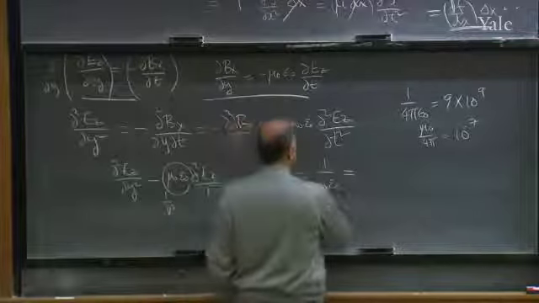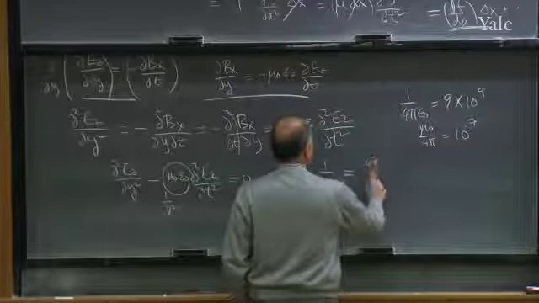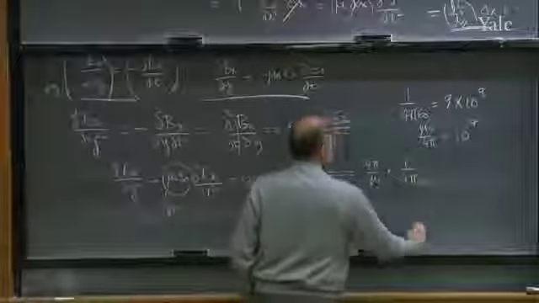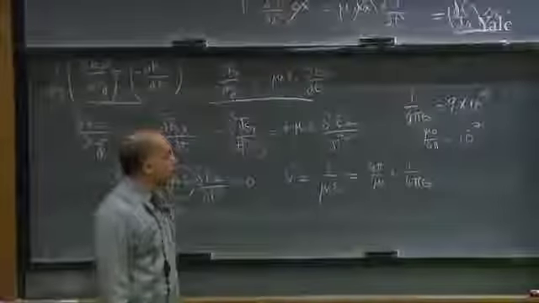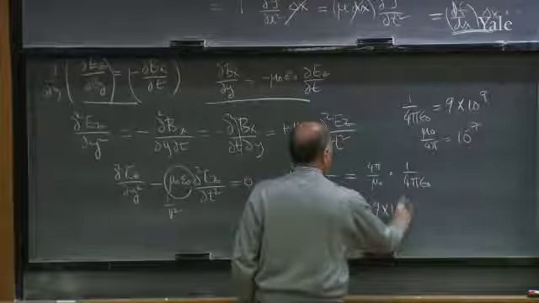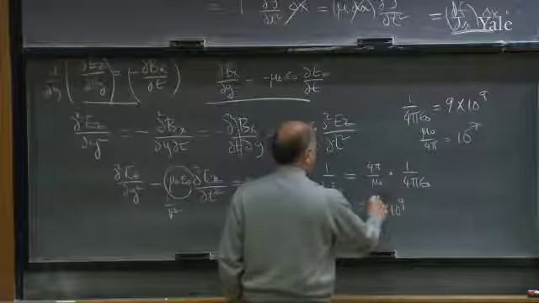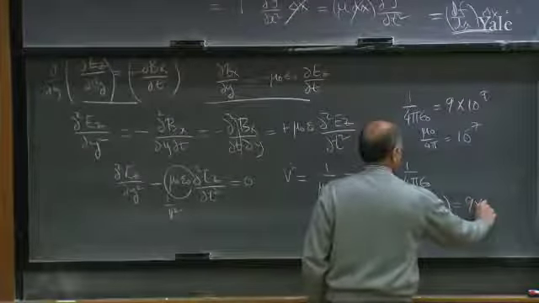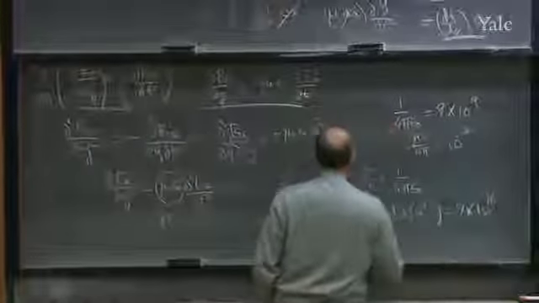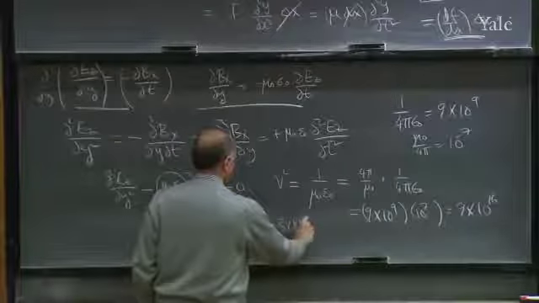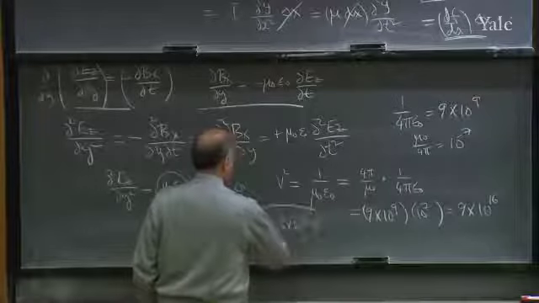So let's write this as 4 pi over mu 0 times 1 over 4 pi epsilon 0, because we know what those are. So 1 over 4 pi epsilon 0 is 9 times 10 to the 9, and 4 pi over mu 0 is 10 to the 7. So you get 9 times 10 to the 16. Or the velocity is 3 times 10 to the 8 meters per second.